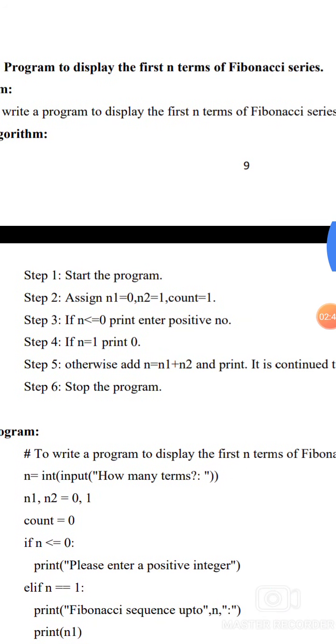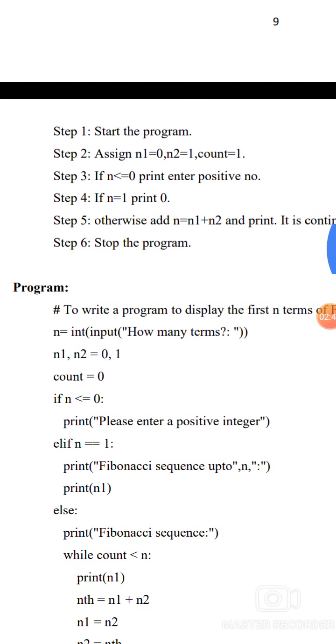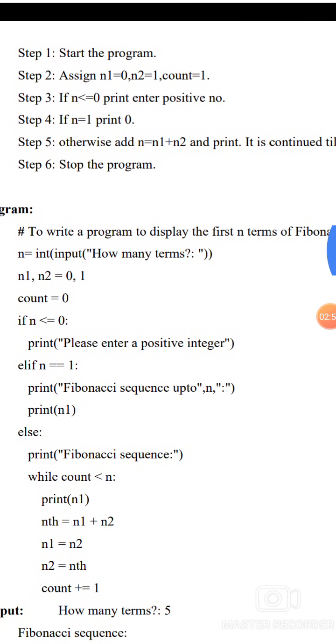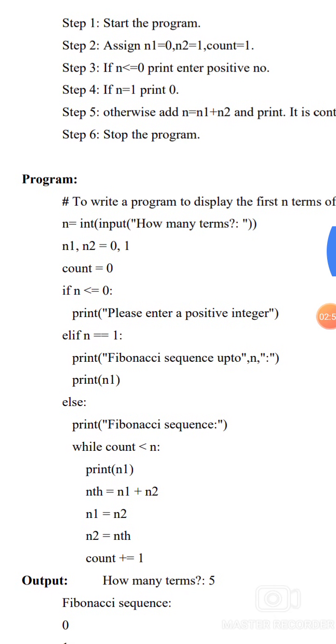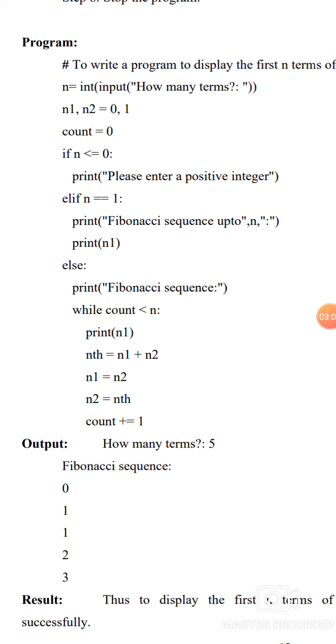17. Program to display n numbers of the Fibonacci series. Start the program. Assign n, n1 equal to 0, n2 equal to 0, count equal to 1. Step 3: n greater than or equal to 0. Print enter positive number. If n equal to 1, print 0. Otherwise add n equal to n plus 1 and print. Finally stop the program.